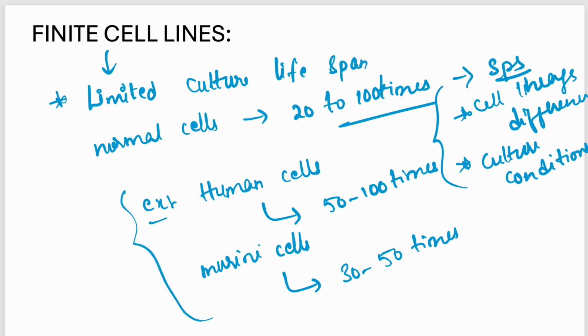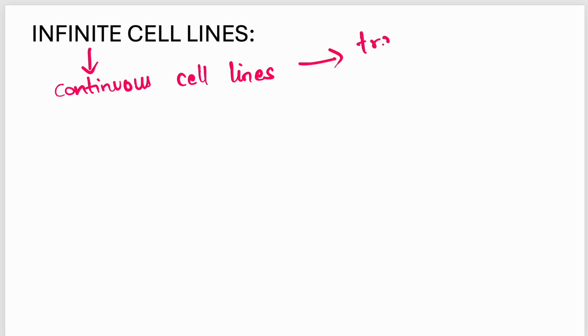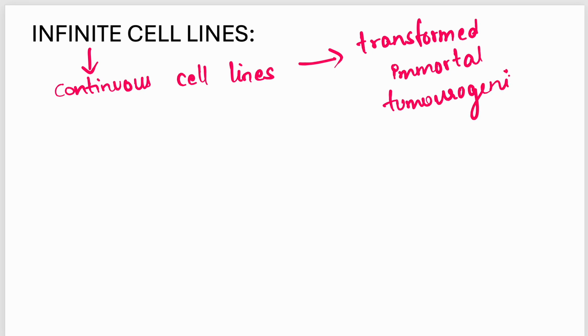Next we'll see about infinite cell lines. Infinite cell lines are also known as continuous cell lines. We can also say these continuous cell lines are transformed, immortal because they have no death, and tumorigenic because they divide rapidly.